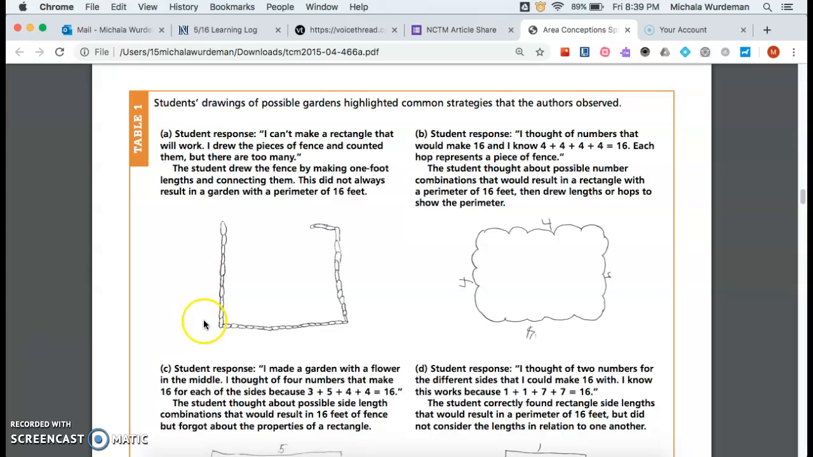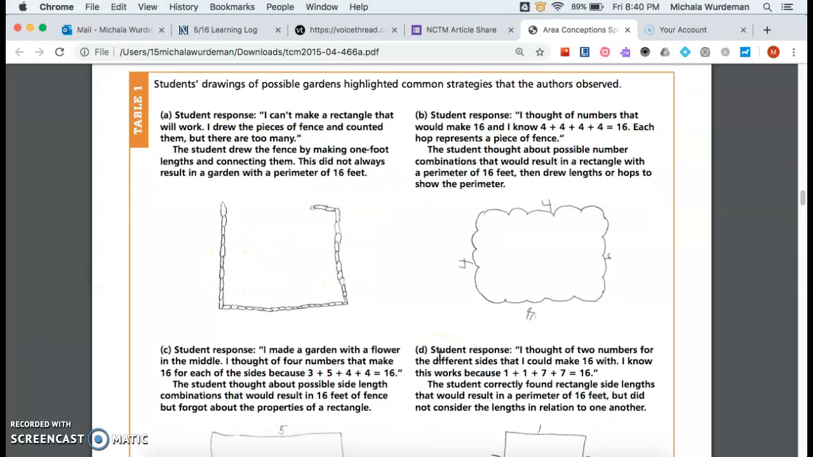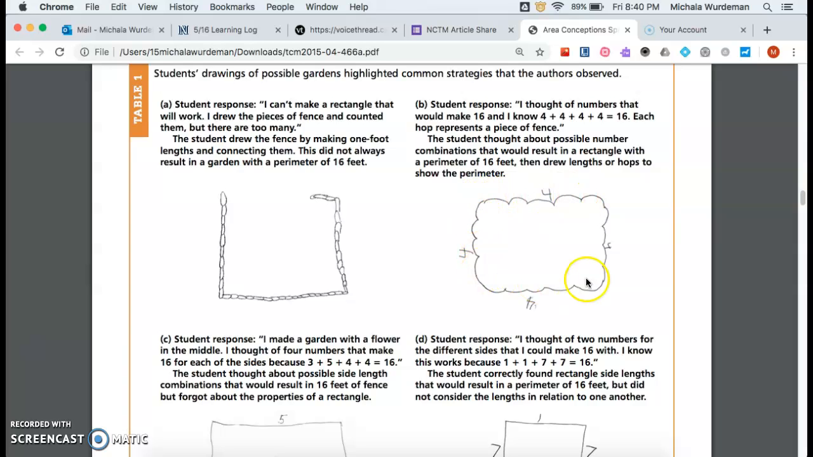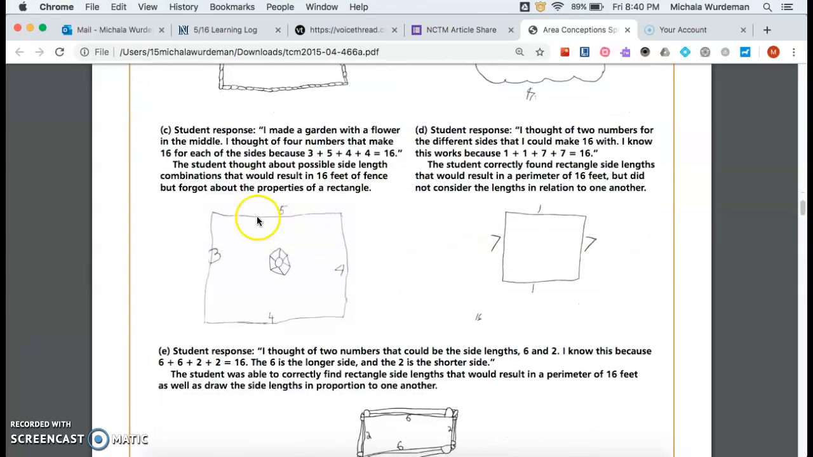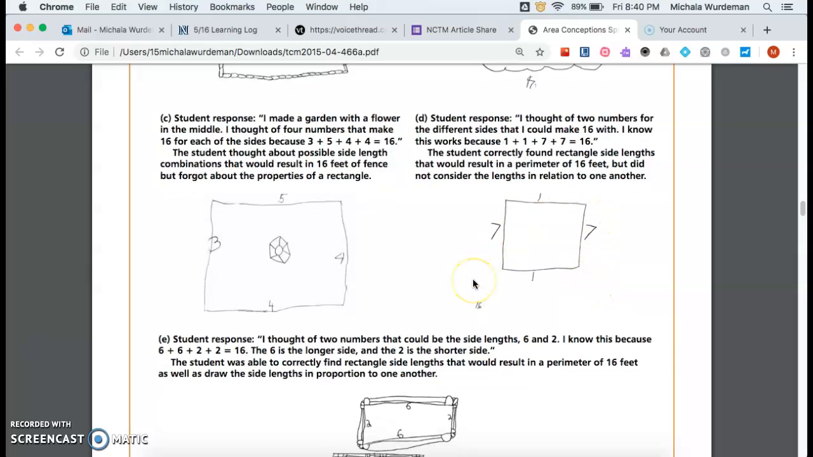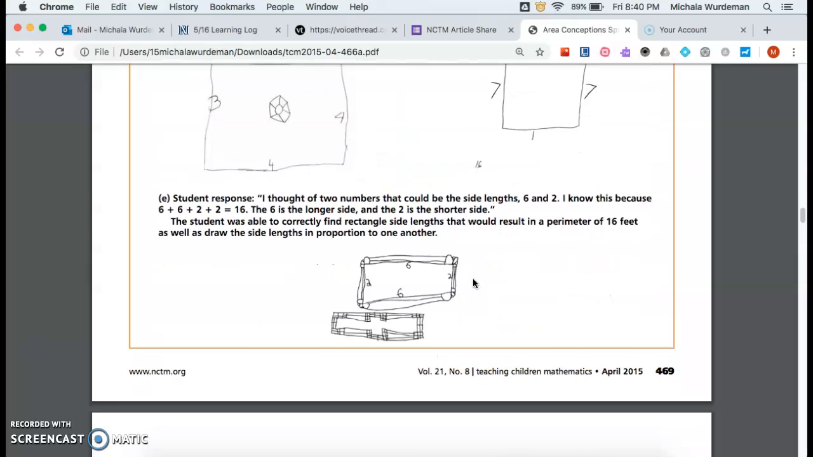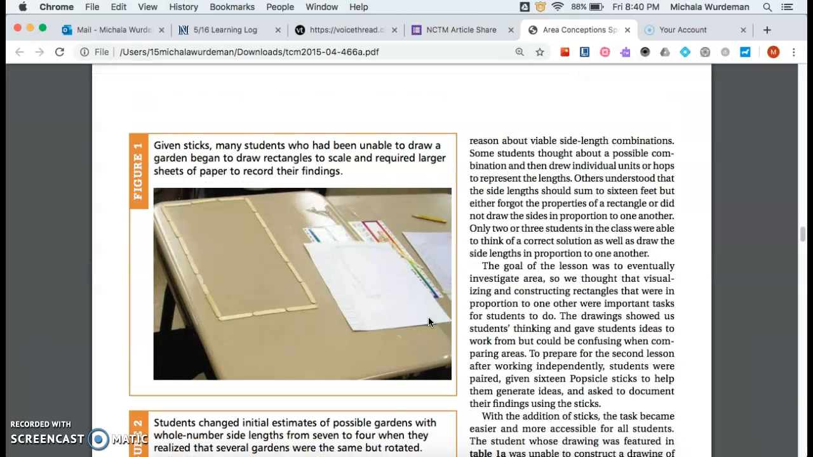One student made loops and wasn't able to figure out how to close his garden up because he didn't understand how he needed to space his fence pieces out. This student was able to come up with a 4x4x4x4 to make their 16. This student had different size lengths. They added up to 16 but didn't have proportionally sized lengths. This student had the same issue, came up with the 16 but wasn't thinking about how we probably want our garden to look. And then the last student came up with the same idea, two different sides that were the same length and two other ones that were the same length.